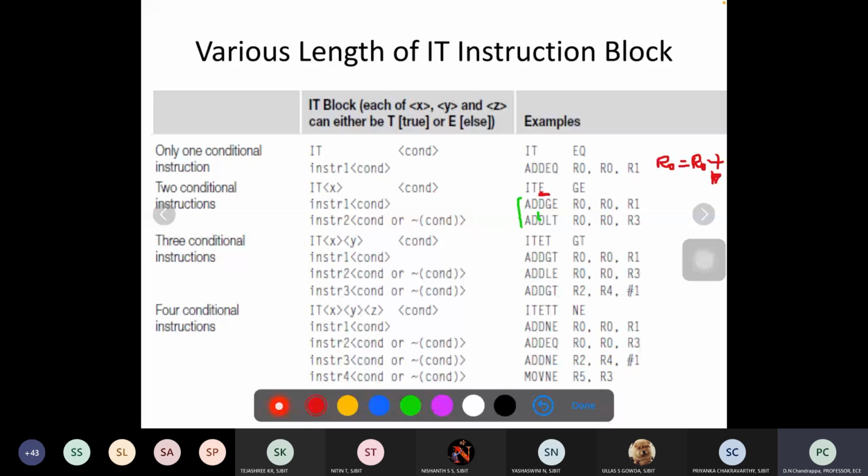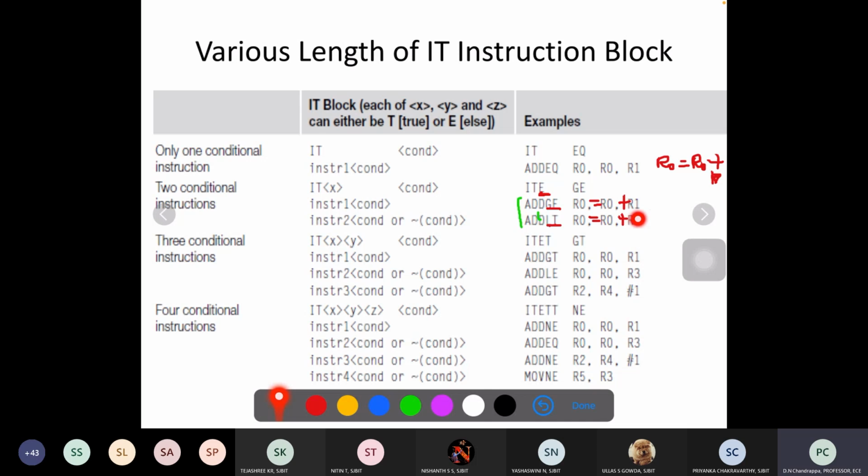If the first one is not satisfied, go to the second one. The first one, it is greater than or equal, R0 equal to R1 plus R2. Is it correct? Now again, less than. If not satisfied, come to the R0 equal to R0 plus R3. Instead of R1, comes to R3 values. This is the way of writing this.